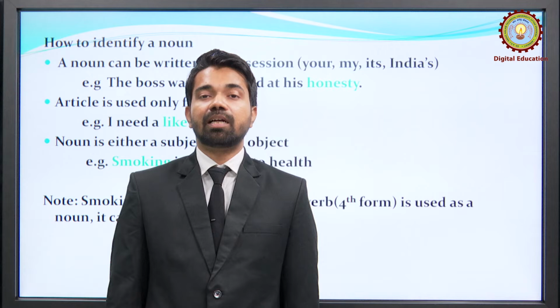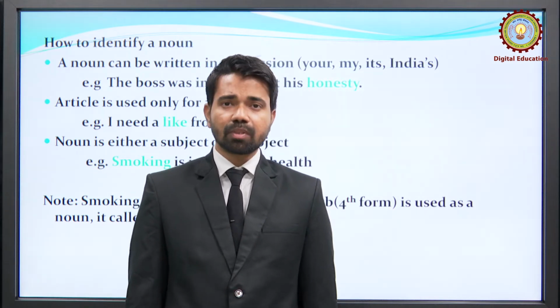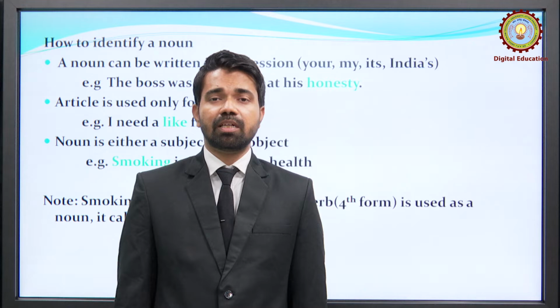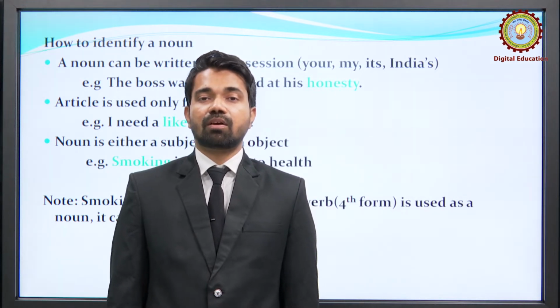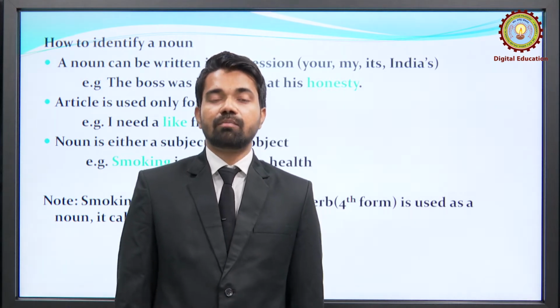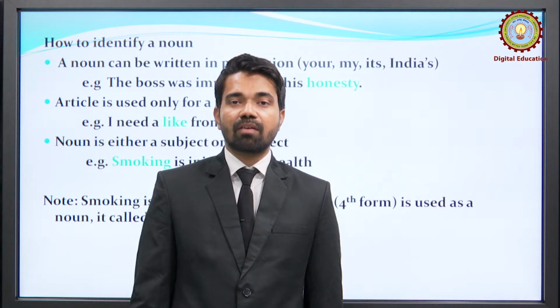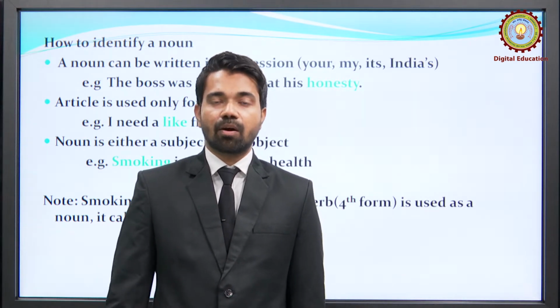Whenever we add an article, we already know that articles are of two types. The first one is definite and the second one is indefinite. Definite consists of the article the, and indefinite consists of a and an. Whenever an article comes, it only comes for a noun. So whenever we see a, an or the, this will be a noun.